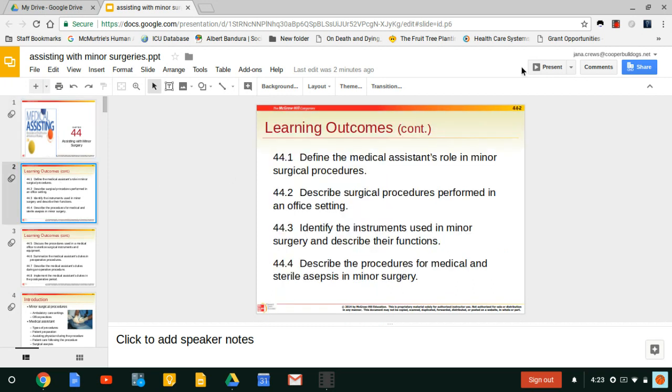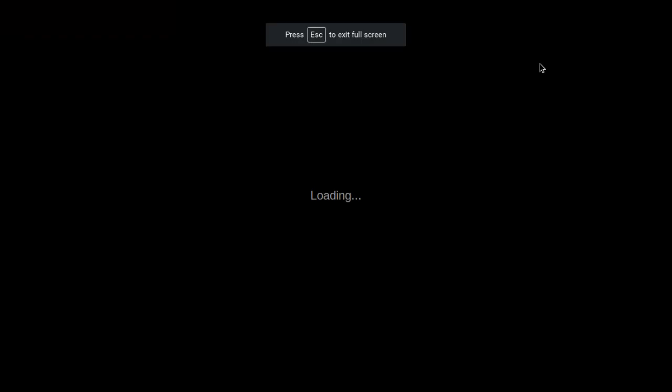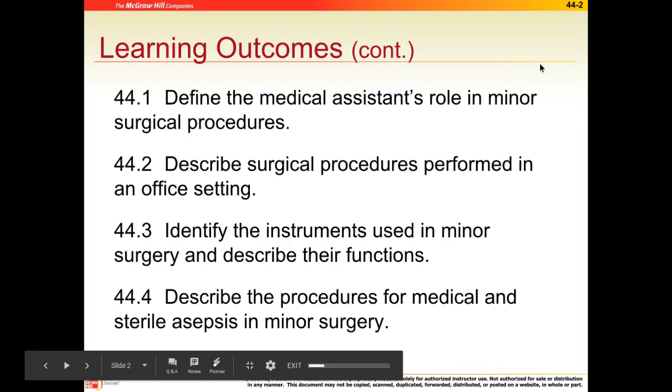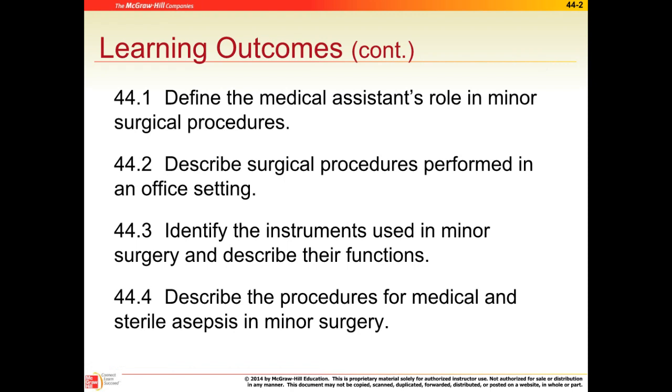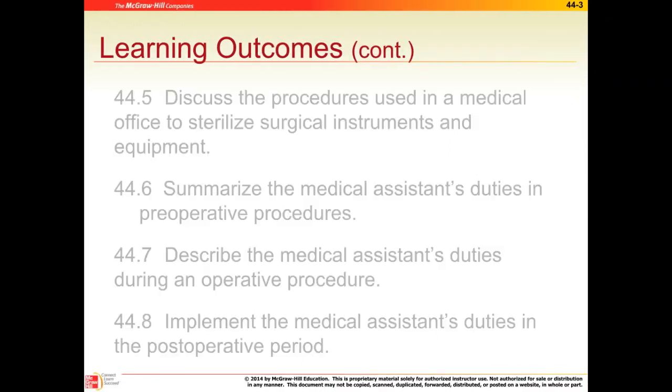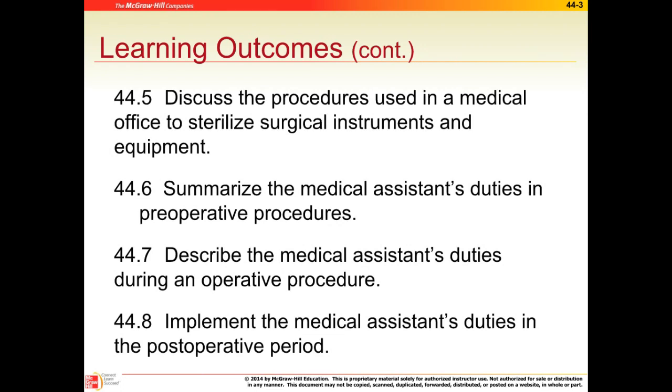So what should you know when we finish this? Let me get my presenter working. You should be able to define the role of a medical assistant in assisting in minor surgical procedures, what procedures are performed in the doctor's setting, and the instruments used for minor surgeries and describe what they do. Describe the procedures for medical and sterile asepsis in minor surgery. We need to be able to discuss the procedures used in a medical office to sterilize the instruments and equipment. Summarize the medical assistant's duty preoperatively, during the operation, and postoperatively.